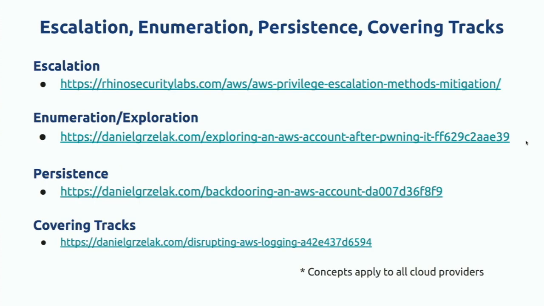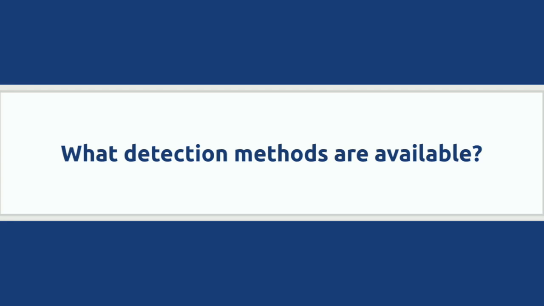So I'd love to go into all of this. I really enjoy this problem space, but I have to defer to some really good resources if you want to learn more about escalation, enumeration, persistence, and covering tracks in specific cloud environments. These are AWS specific, but I guarantee the concepts work in all the three that I'm going to talk about. It's a whole world, and it's a lot of fun stuff.